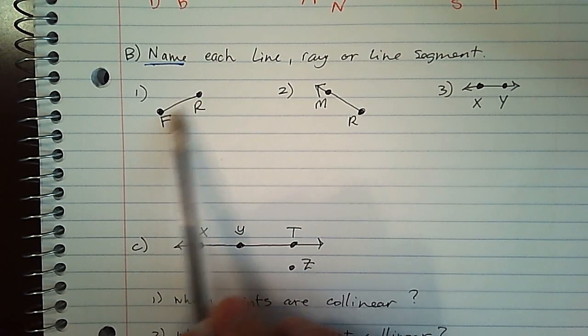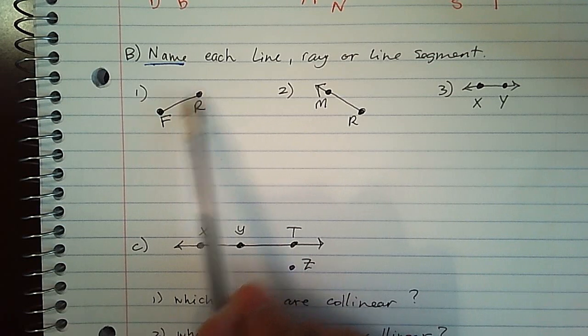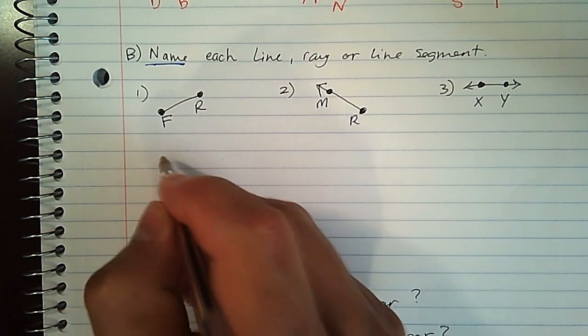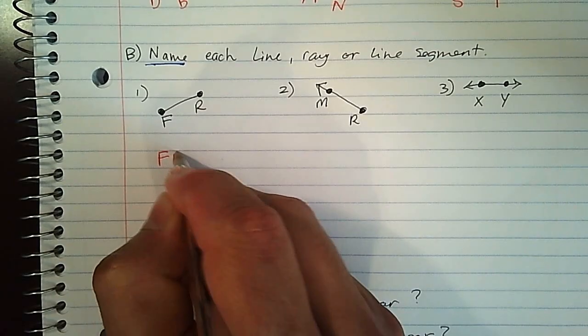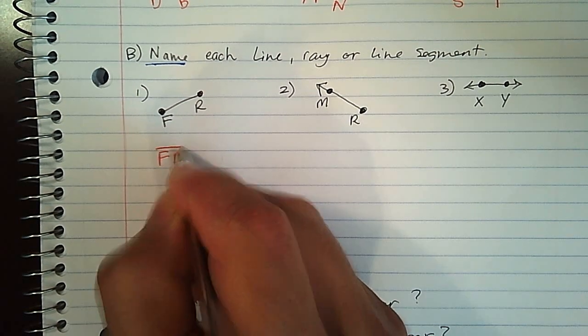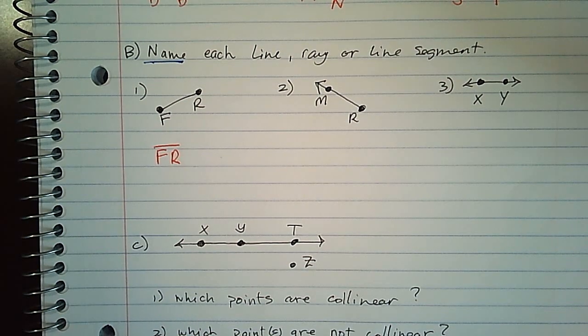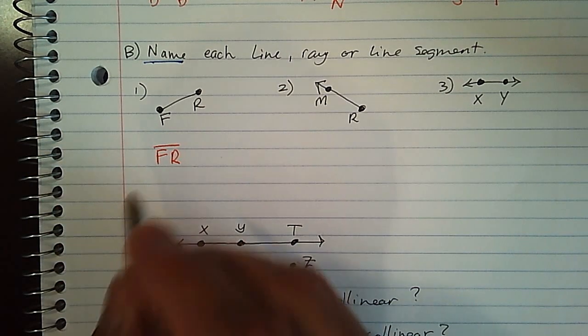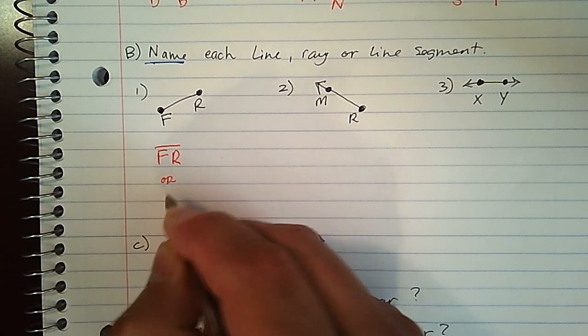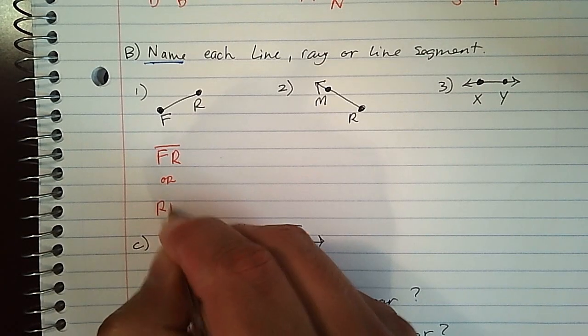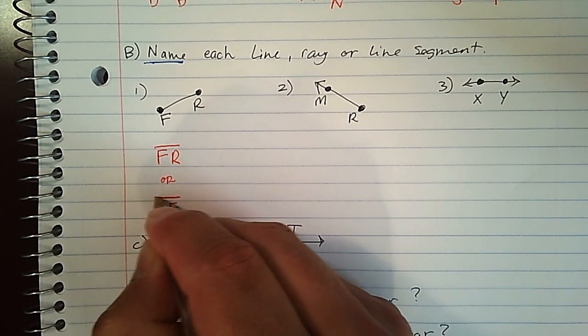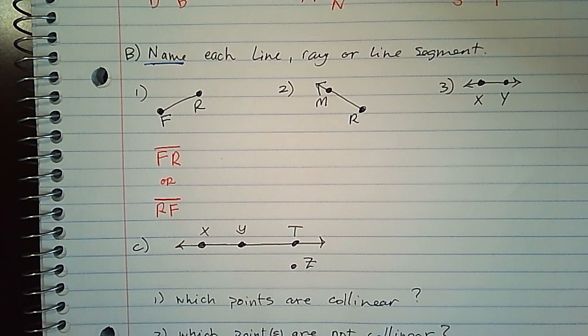So this is a line segment. How do I know it's a line segment? Because it doesn't have the arrowheads at the end. So I'm going to use the two letters F, R, and then put a little line segment over it. That's it. If you wanted to, you could have put RF. Again, that one doesn't matter because it really doesn't have direction.